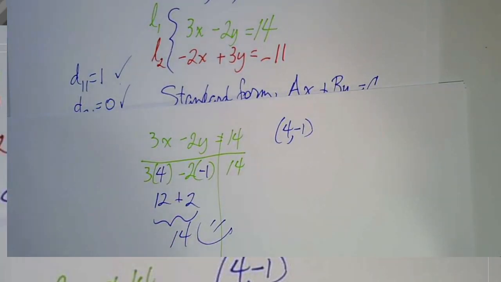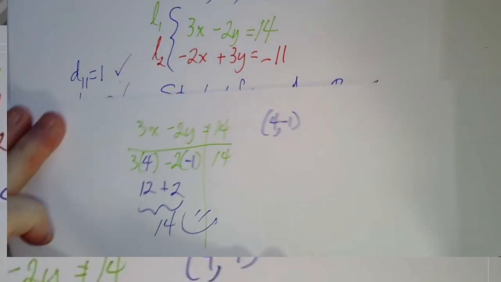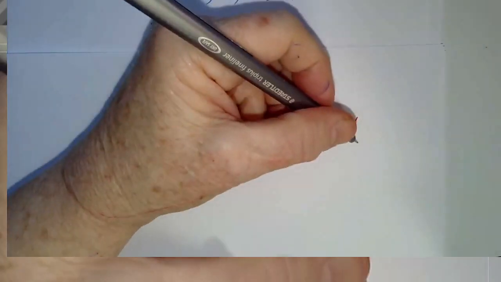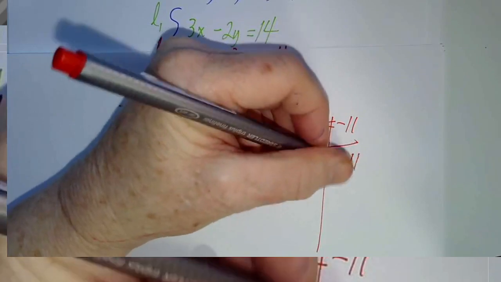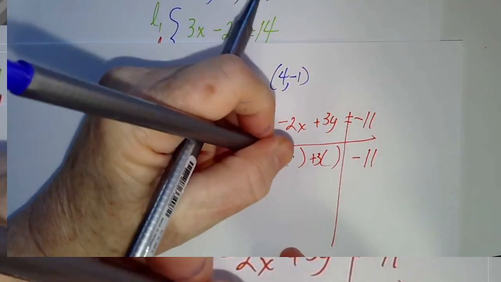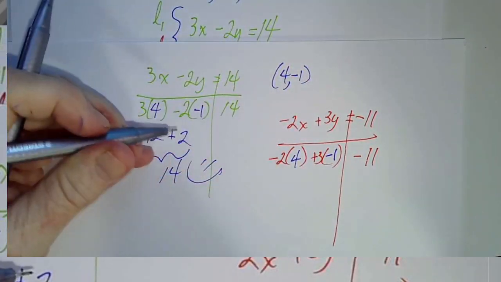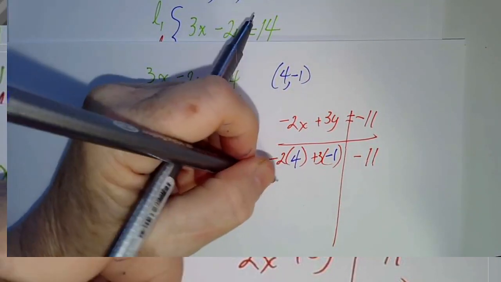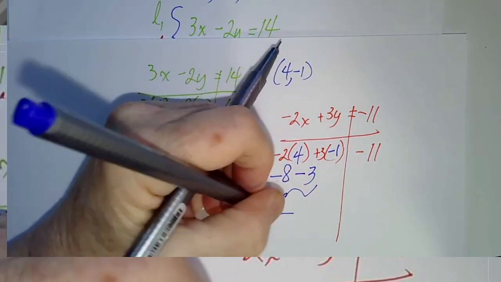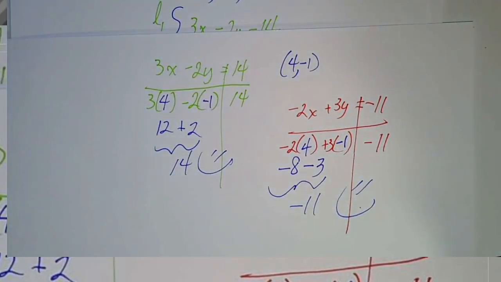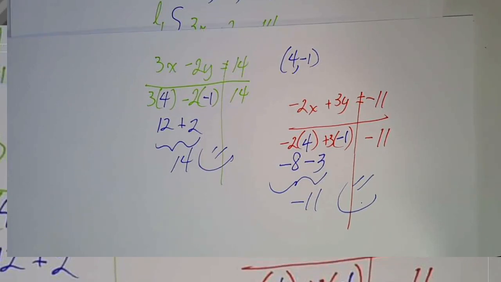And we do get 14. Yay. Now let's use line 2 to check. So we've got negative 2x plus 3y equals negative 11. And we're putting in 4 for x and negative 1 for y. Negative 2 times 4 is negative 8. 3 times negative 1 is negative 3. We get negative 11. Yay! Okay, so that checks. And that's it. That's solving one system of equations using matrices.